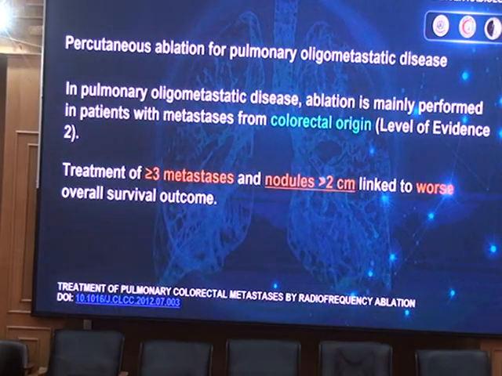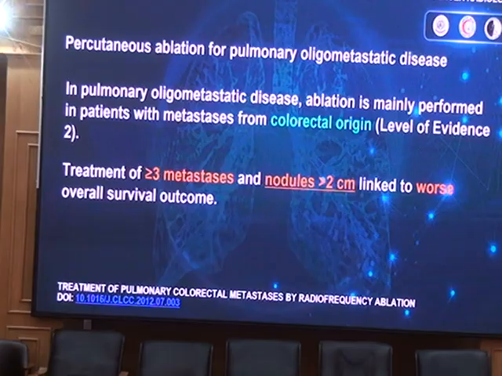Percutaneous ablation is also used for pulmonary oligometastatic disease, mainly for metastases of colorectal origin. Treatment of more than 3 metastases and nodules larger than 2 centimeters are linked to worse overall survival outcomes.